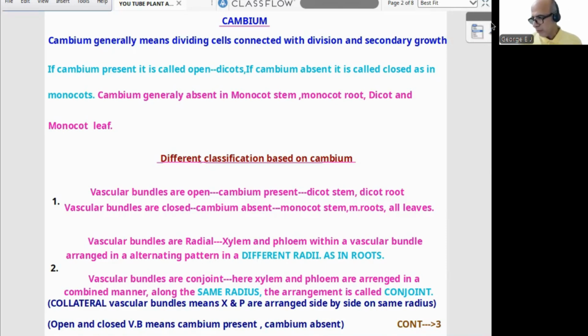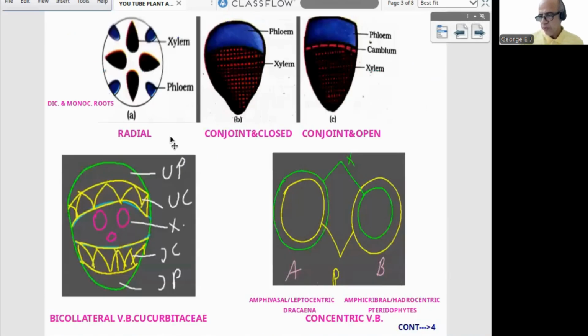Now a diagram, we can proceed to the next page. The first 3 diagrams belong to NCERT. It's a labeling question. This is typically a radial bundle. We can find xylem and phloem in alternating manner on different radii. This is combined, xylem and phloem combined, that is conjoined. And side by side, collateral. Here cambium is present, open, here it is absent. Those 3 I will be explaining. These 3 belong to NCERT.